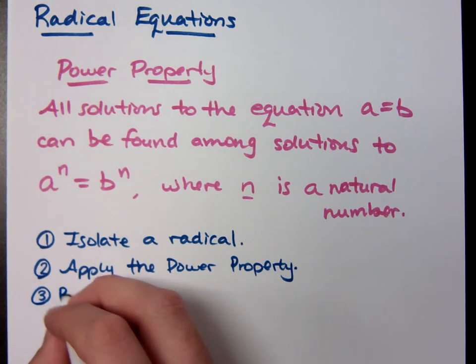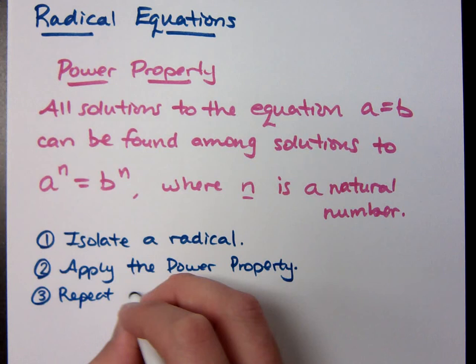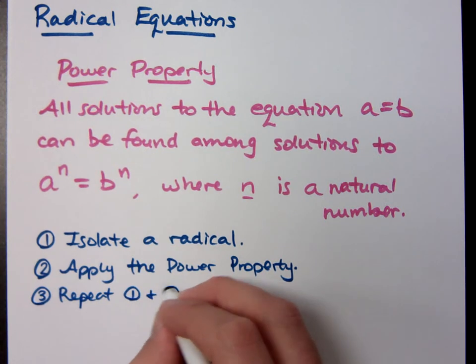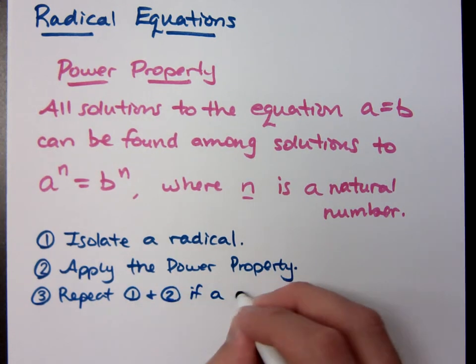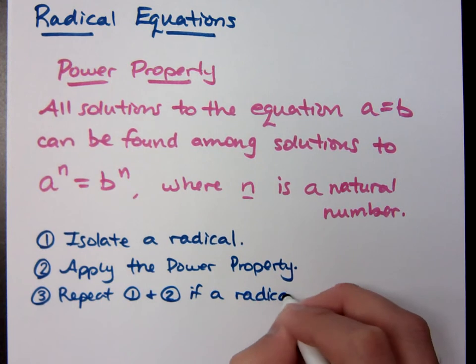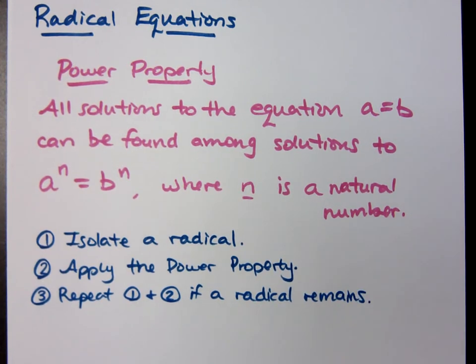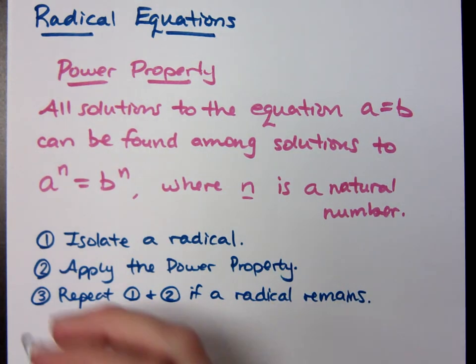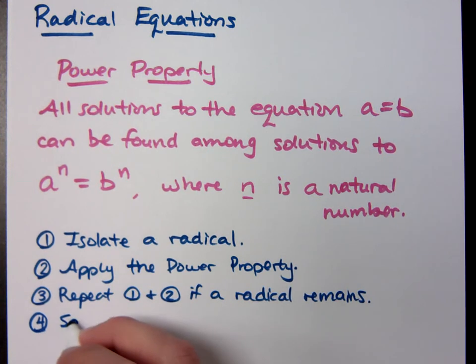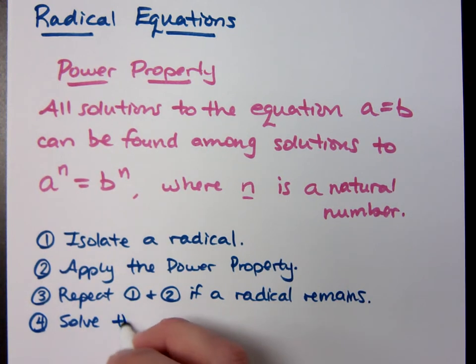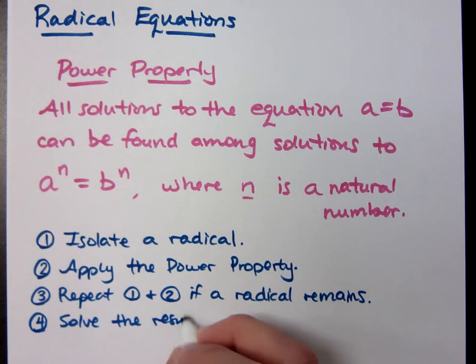Step 3, this is kind of a weird one. You repeat steps 1 and 2 if a radical remains. Some of the equations that we come across will have multiple radicals. So you isolate one, apply the power property, and then you go and you isolate the other one. So once you've done that, you solve the resulting equation.